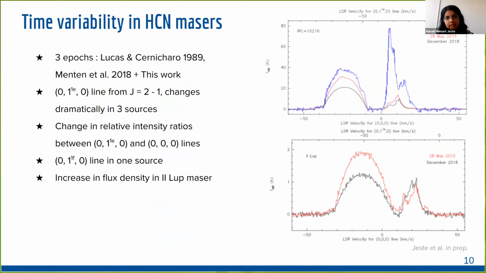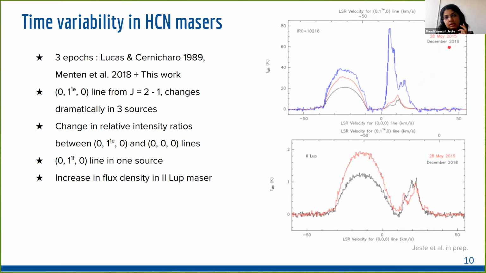So what we did is we tried to look for time variability taking place in HCN masers. With our limited availability, we found 3 epochs of these lines. The first one, in blue, is from Lucas and Cernicharo, with observations taken in 1989. The red ones are from Menten et al. 2018, with observations taken in 2015. And the black one is from our study, taken in 2018.